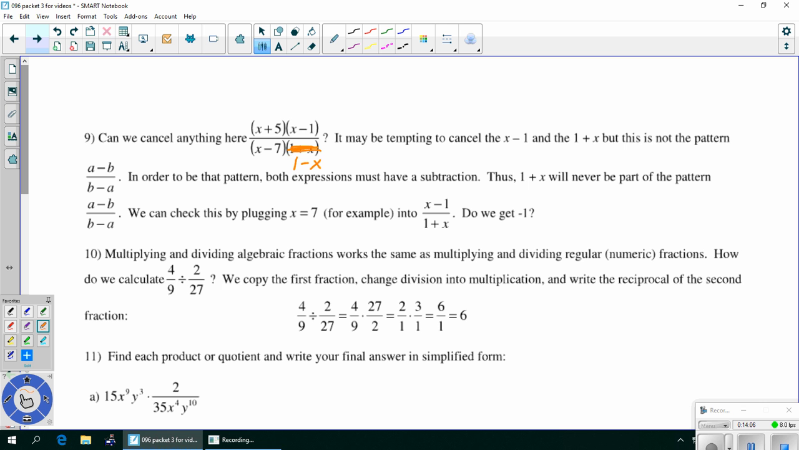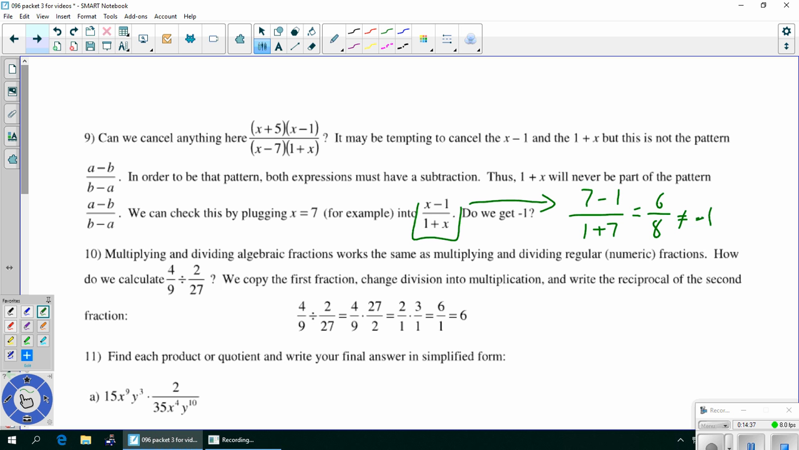X minus 1 over 1 minus x. But with a plus sign there, it is not the pattern. It is never going to be the pattern. 1 plus x cannot possibly be part of that pattern. For example, you could check this by plugging in x equals 7. I'm just picking a number into this part of the fraction. And the question is, do we get negative 1? So upstairs, 7 minus 1. Downstairs, 1 plus 7. 6 over 8, not negative 1, right? So you for sure can't just cross them off and put negative 1.